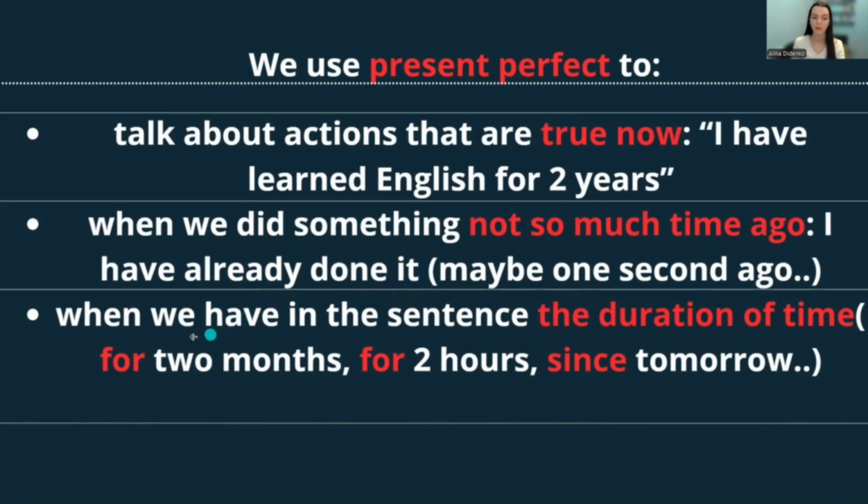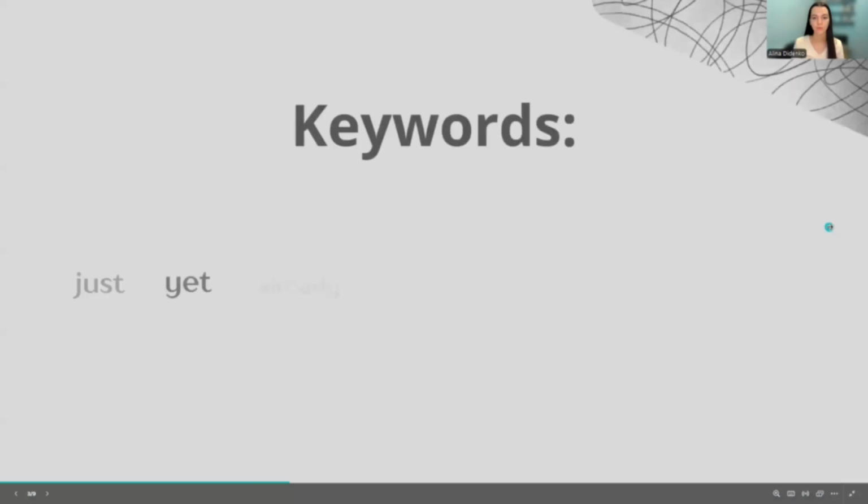As for the next one, we use present perfect when we have in the sentence the duration of time. How long? For example, for 2 months, for 2 hours, since tomorrow. I have lived in this house since I was a child. I have worked as a dentist for 18 years, for example. I hope it's explicit. Let's move on.